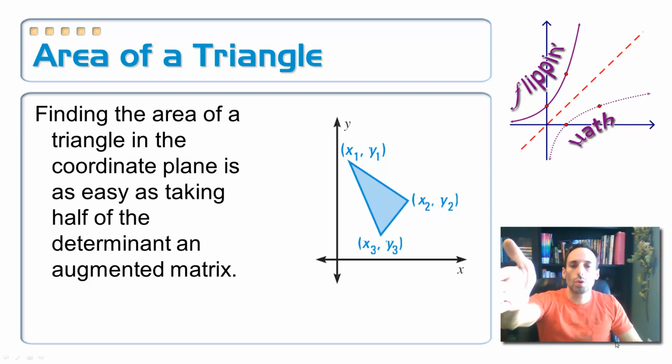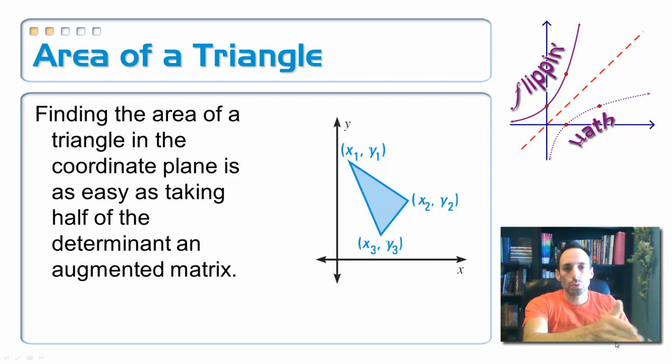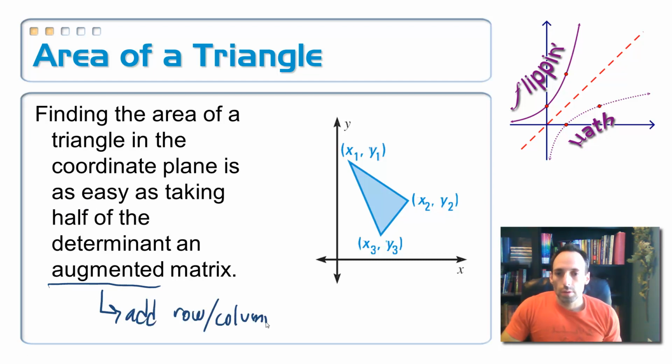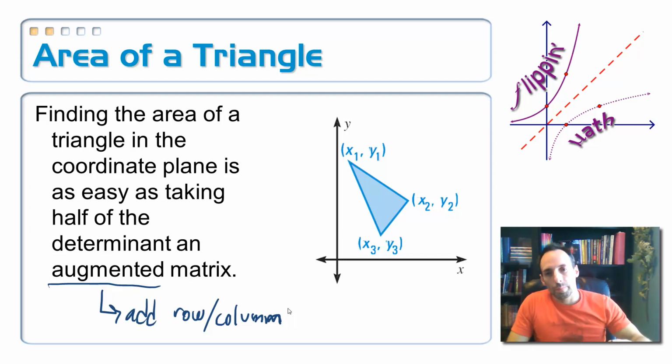Okay, so find the area of a triangle in the coordinate plane like you see in this diagram right here, where you have some generic coordinates, x1, y1, x2, y2, x3, y3. So 3 points, the vertices. It's as easy as taking half of the determinant of an augmented matrix. The word augment means just to add a row or a column. Specifically, we're going to add a column of ones, as you'll see right here.